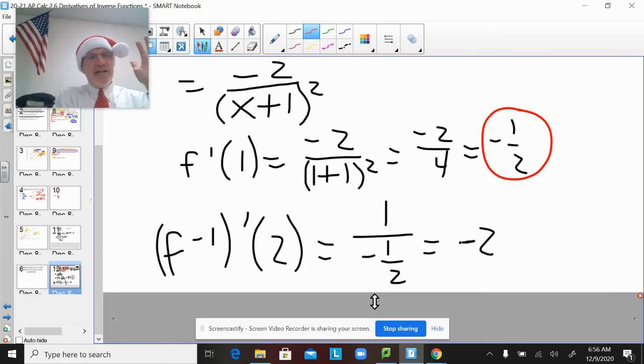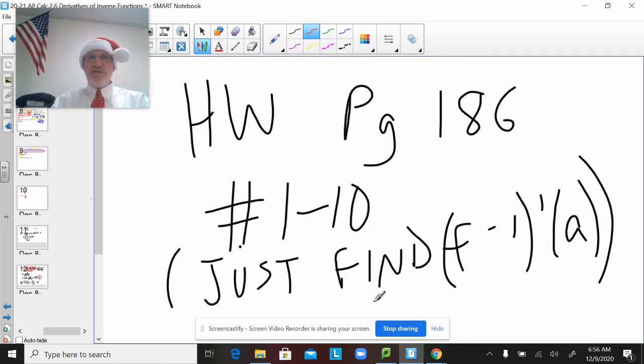So having said all that, your assignment is, in fact, page 186, numbers 1 to 10. Now, in the book, the instructions say verify that f has an inverse. They all do have an inverse, so you don't need to worry about that. I think the instructions say verify that it has an inverse and then find f inverse prime of a. I'm telling you, just find f inverse prime of a.